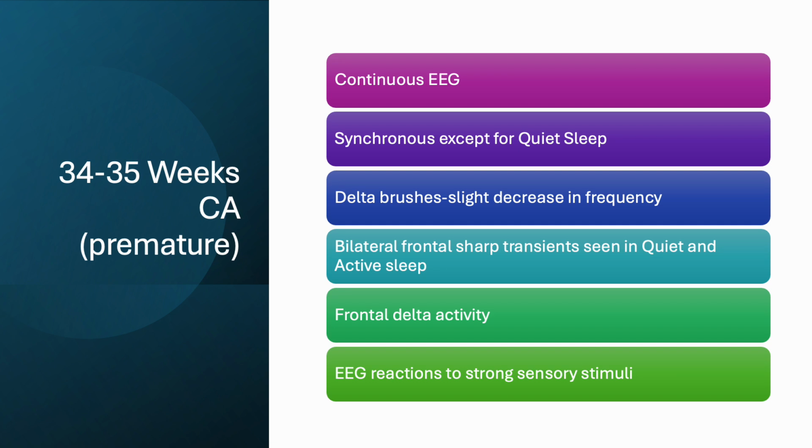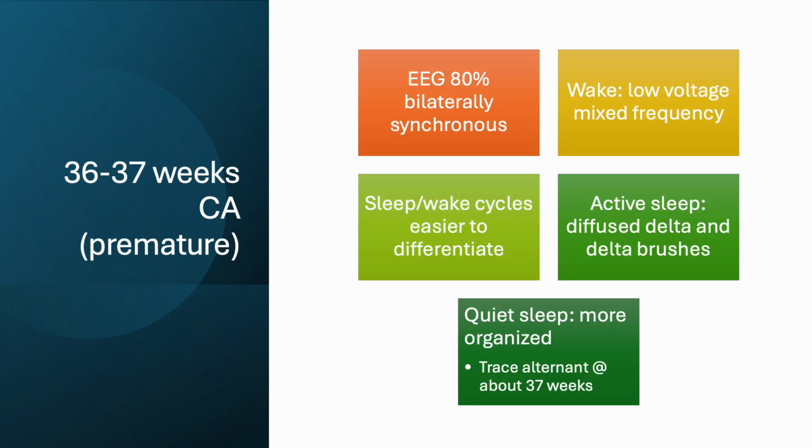EEG reacts to strong sensory stimuli like bright light, strobe, loud noises, or painful skin stimuli. This is related to the arousal response that naturally develops over time. By 36 to 37 weeks old, the EEG will show roughly 80% bilaterally synchronous waves, bilaterally meaning both sides or hemispheres of the brain. When the infant is awake, the EEG shows low voltage mixed frequency, LAMP.